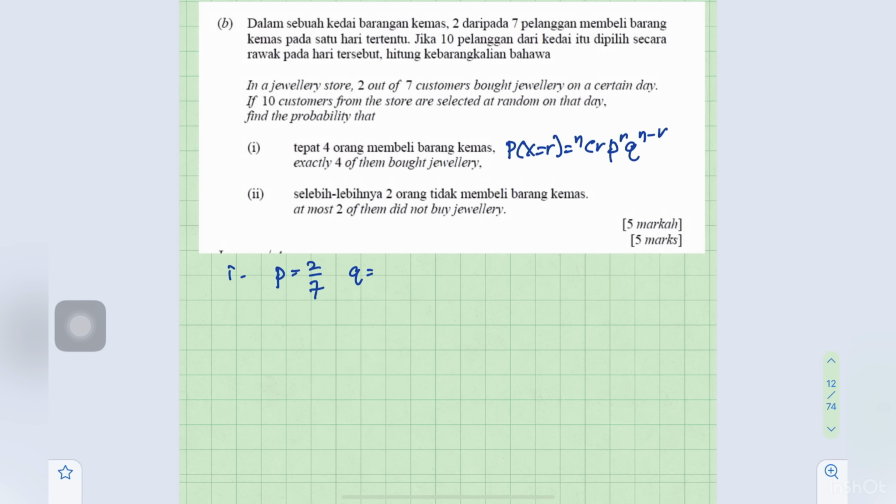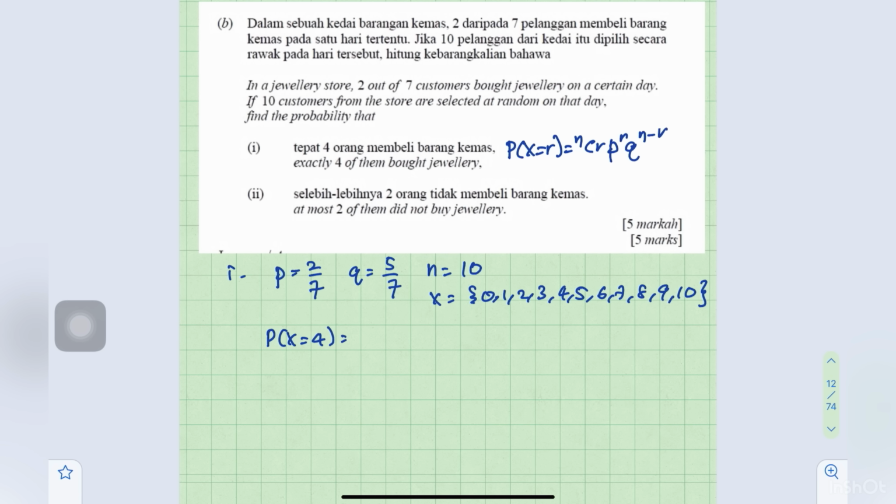So then Q is 1 minus 2 over 7, 5 over 7. So now n is 10. So X is 0, 1, 2, 3, 4, 5, 6, 7, 8, 9, 10. Okay, so the first one is exactly 4. So that means P(X = 4).